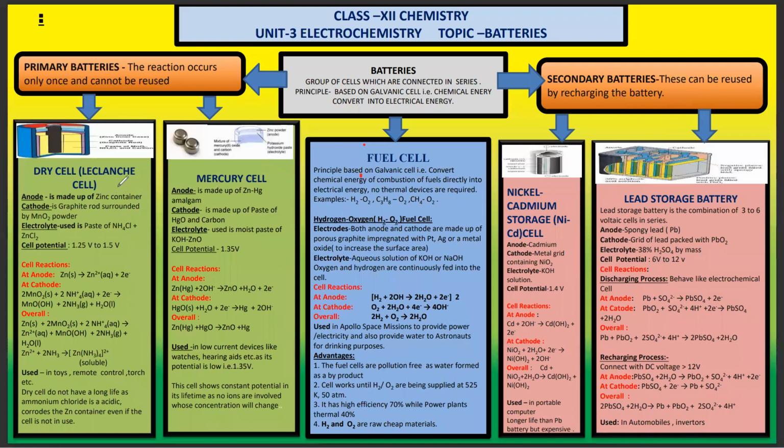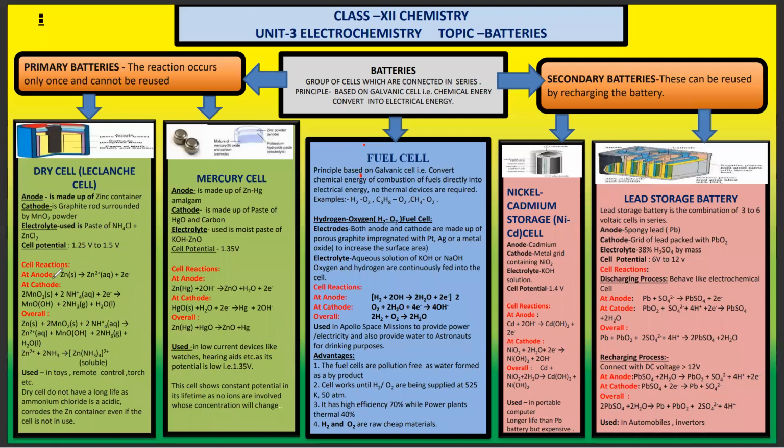Now, what is a dry cell? You have seen, this is a diagram of the dry cell. Anode is made up of what? Zinc. Cathode is made up of carbon with MnO2 powder. Electrolyte used is ammonium chloride and zinc chloride paste. Cell potential is 1.25 to 1.5 volt.